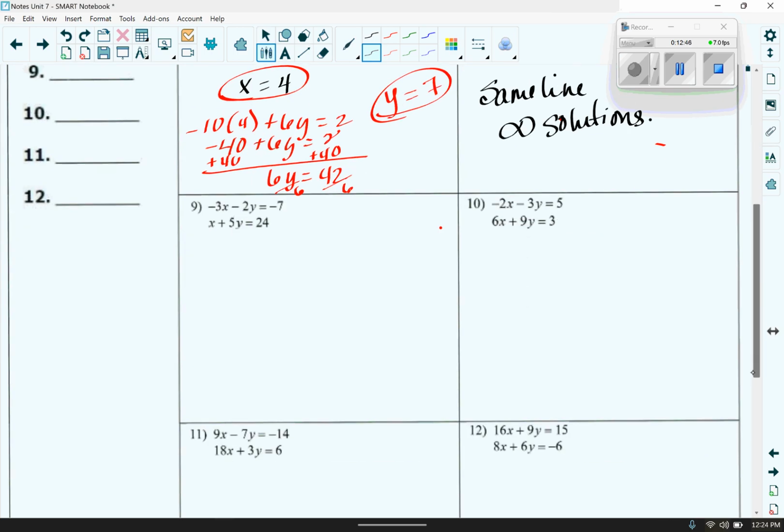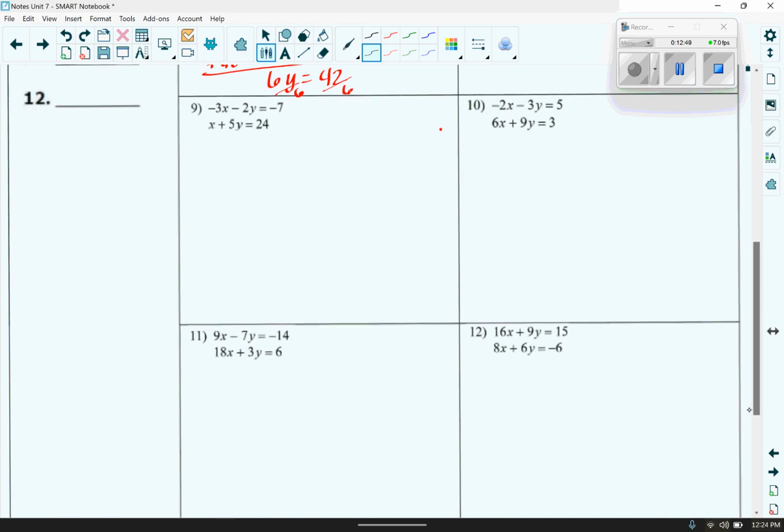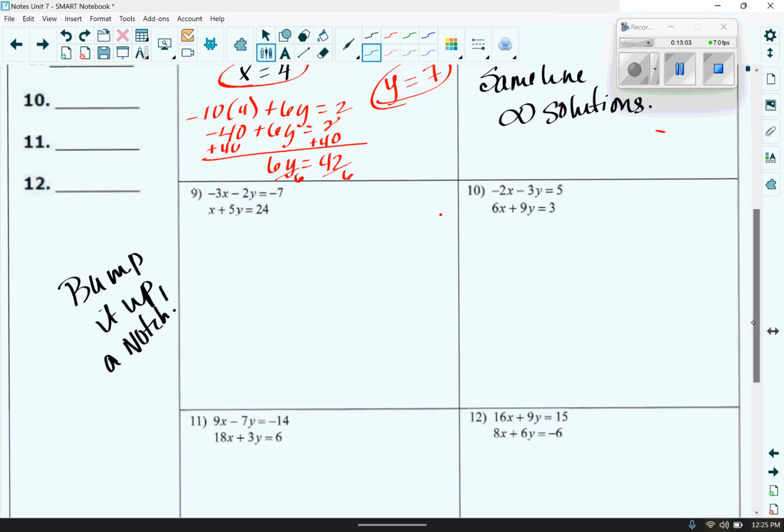And the next two, now we're at the next 4 on this page. We're going to bump it up a notch. So I look at my x's and I look at my y's, and I have nothing that actually cancels. Okay, so now I need to manipulate or adjust things ever so slightly. We need to adjust to make it work.